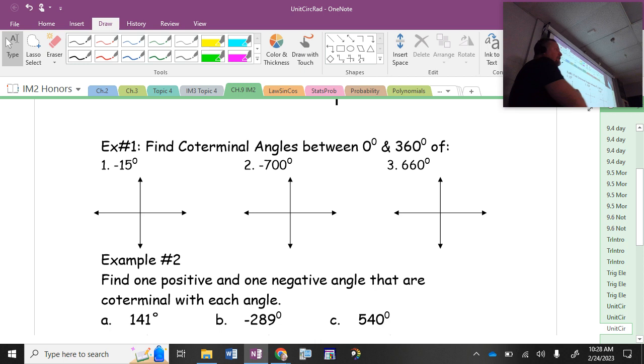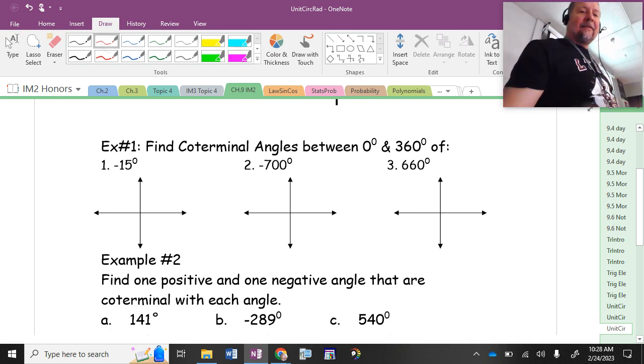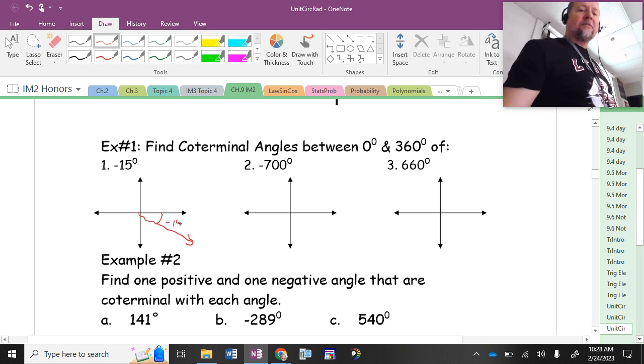Where's negative 15 degrees land? Quadrants 1, 2, 3, or 4? 3, 2, 1, go. 4. Okay. It's just a little clip right here, just a little maneuver right there. And there's negative 15 degrees.